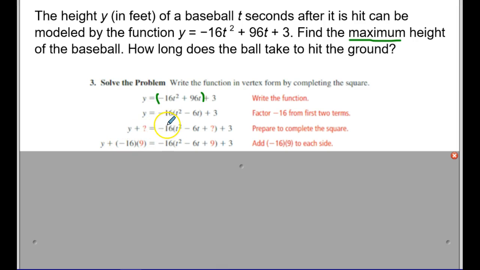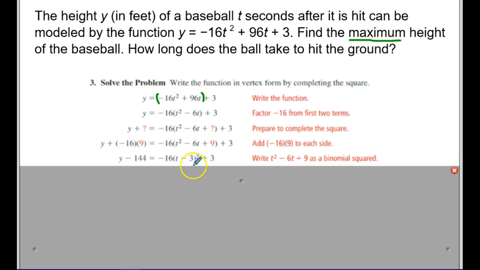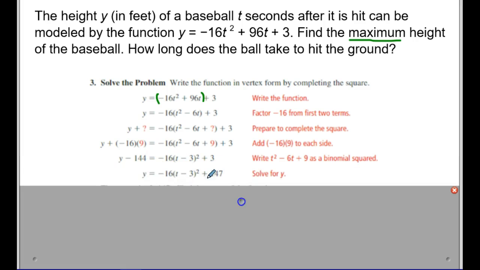Since I originally factored out a negative 16 from my 2 terms, I have to include that in my left-hand side. So that's where this negative 16 comes from. It's because I factored. Now I can simplify and write that as my binomial squared, and then get everything over to one side except for y. So now I see I have an a value of negative 16, which makes sense because if I hit a ball, it's going to go up and then come back down. And I see my vertex. My vertex is going to be at 3, 147.